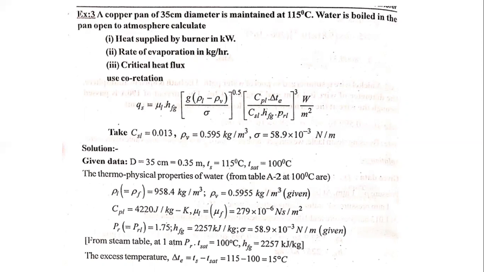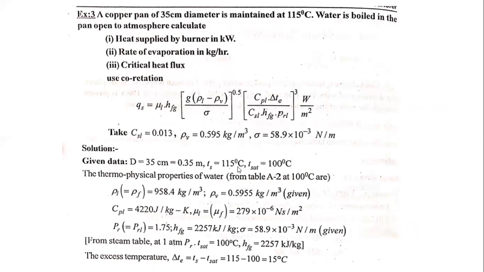By using this correlation, we have already derived this equation in the previous lectures. So as per the given data, the diameter is 35 centimeter, meaning 0.35 meter.